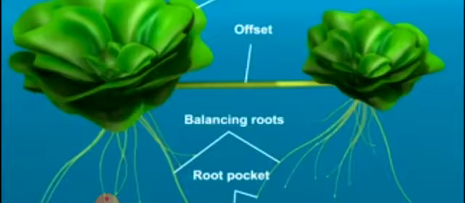There is also the presence of root pockets, and there are clusters of leaves, which are referred to as a rosette-like appearance, a characteristic feature of aquatic plants. They have parenchyma tissue which is required to give buoyancy to the plant. So here we can see the offset helping in vegetative propagation. Also seen are the root pockets and the balancing roots.